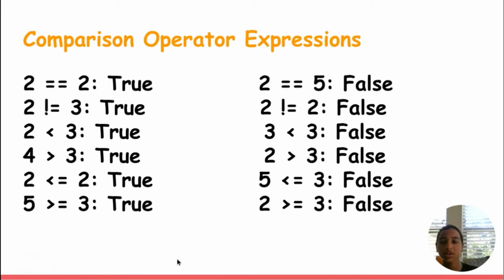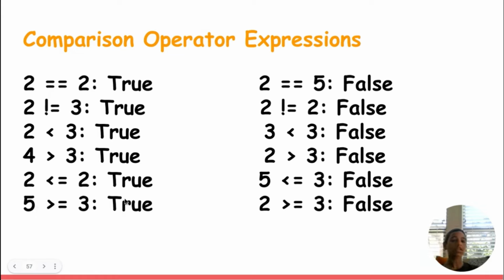Comparison operators expressions. See, 2 is equal to 2, it's correct. 2 is not equal to 3, that is correct. 2 is less than 3, yep. 4 is greater than 3. 2 is less than or equal to 2, that's right. 5 is greater than or equal to 3, correct.